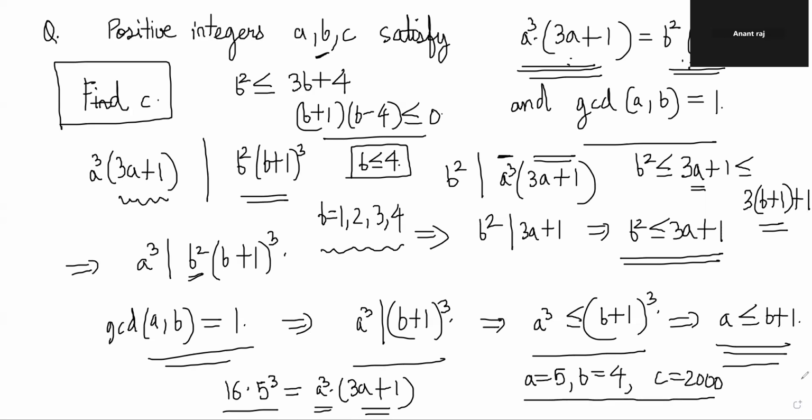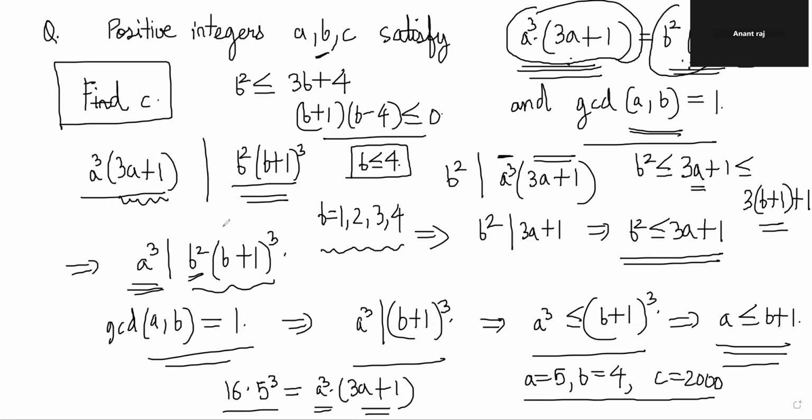So the point is, when two numbers are equal, you can say one of them divides the other and the other divides the first one, right? And because of the GCD stuff, we were able to say that if a cube into 3a plus 1 divides this, so a cube divides this, and we got an inequality. Similarly, we did the other thing for b square dividing this, and we got another inequality.